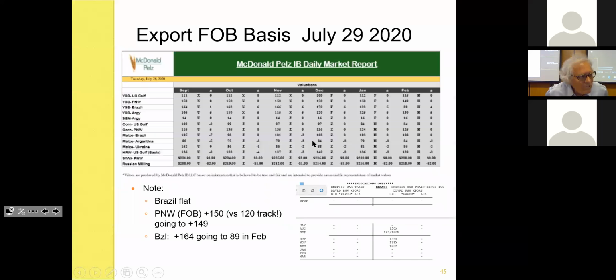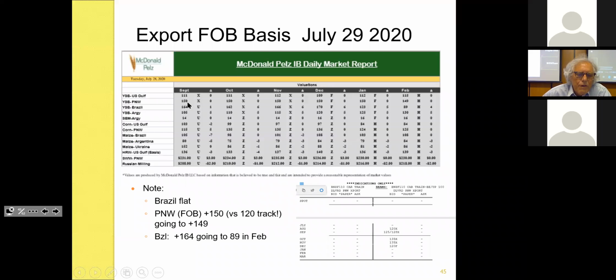So, the problem with information is once you start getting information, you never get enough. One of the sources of information I keep track of is McDonald Pelz. They're an international cash grain broker. Technically, they're called a price assessment company. And they put out a newsletter every day that looks like this, which shows the basis.